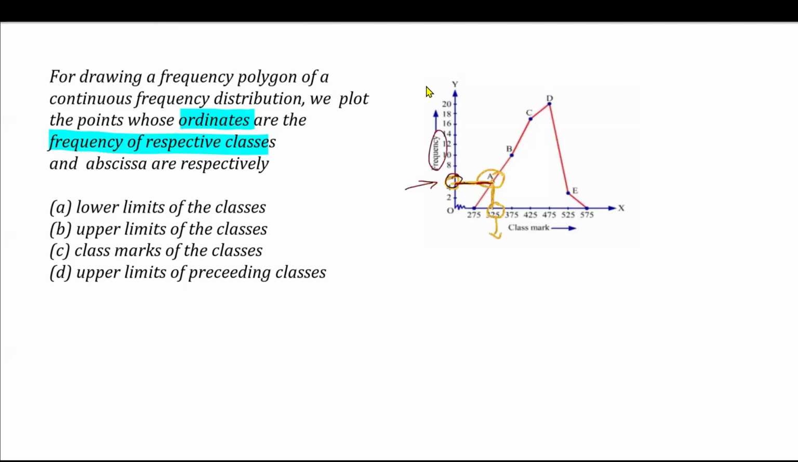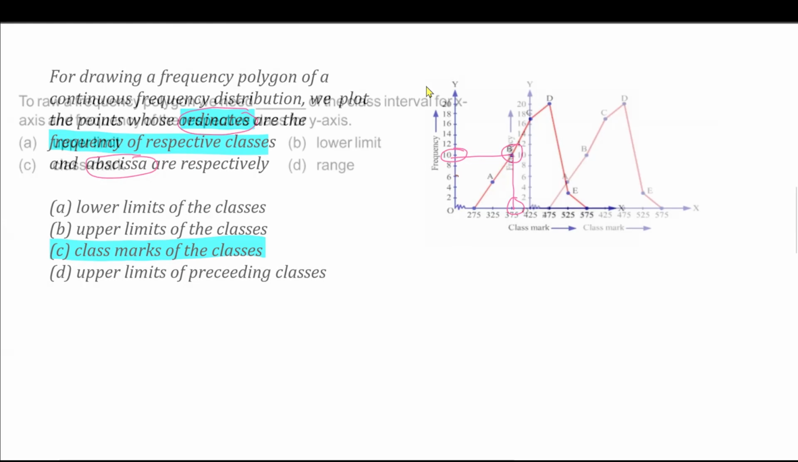As you can see, the frequency is on the y-axis. And what is on the x-axis? The x coordinate is what? The class mark, which is also called the midpoint. So if I look into this, yes, C is the correct answer. That is class mark. So remember one more time, whenever we plot a frequency polygon, any point's x coordinate is the class mark and the y coordinate is the frequency. So the x coordinate is also called abscissa, right? And the y coordinate is also known as ordinate.